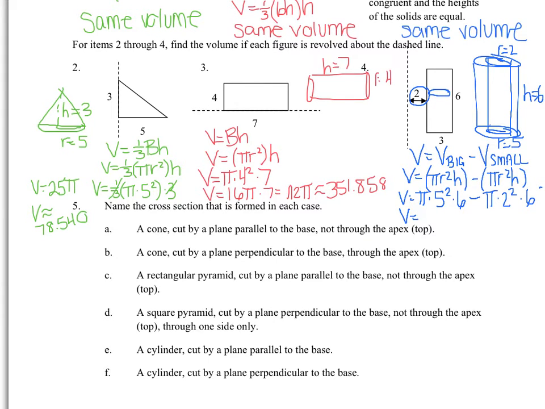Volume equals, this is going to be 25 pi times 6, minus 4 pi times 6. So 25 pi times 6 is 150 pi minus 24 pi. So my volume is going to be 126 pi, or approximately 395.841 units cubed.